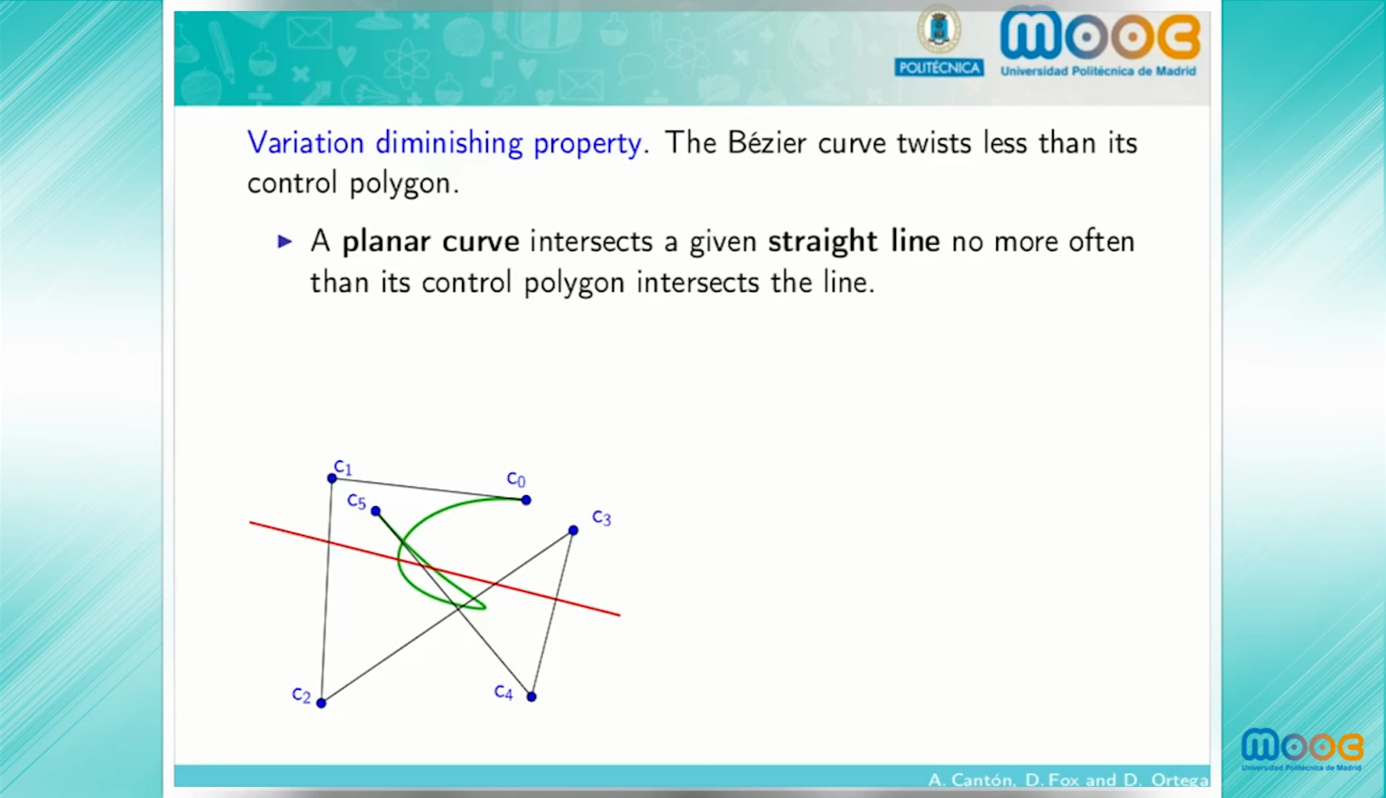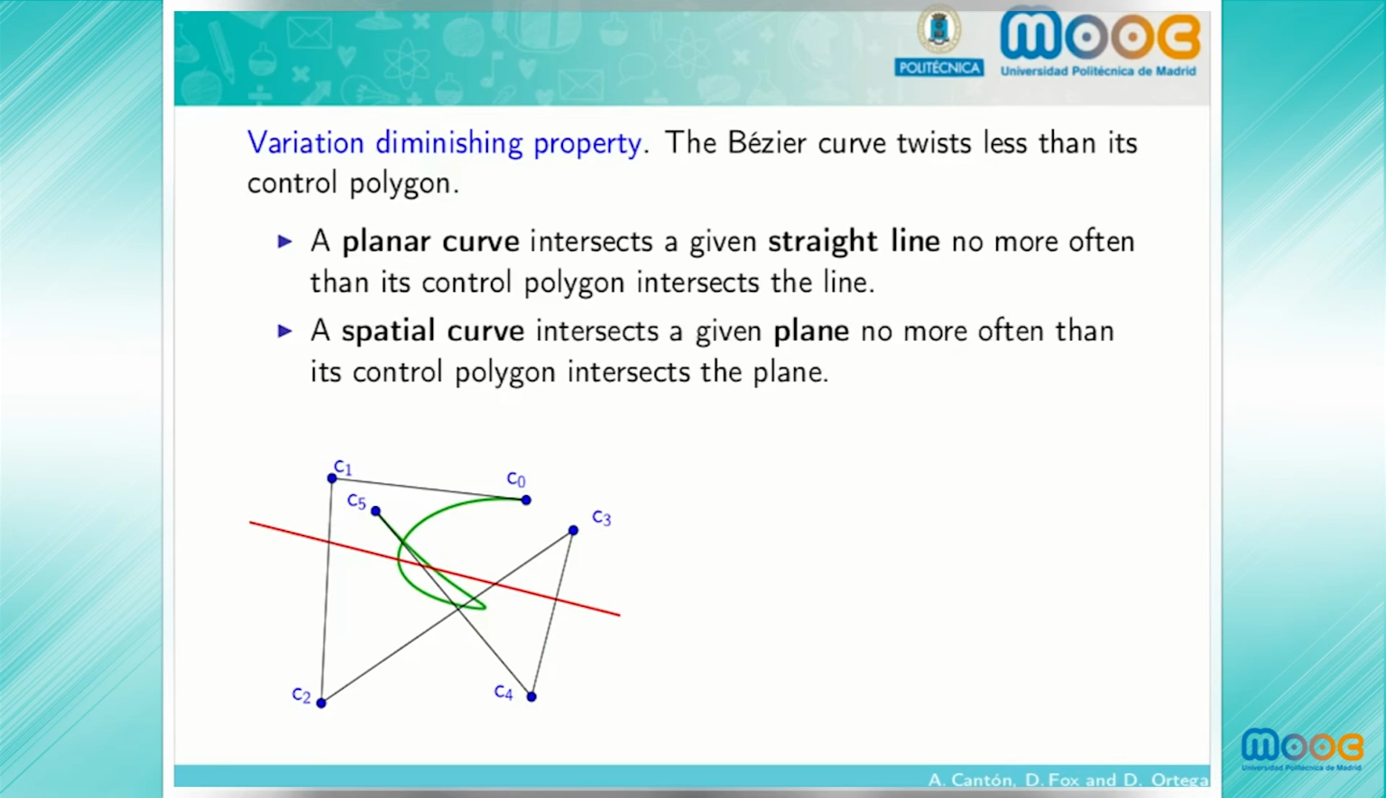Variation diminishing property. The Bezier curve twists less than its control polygon. A planar curve intersects a given straight line no more often than its control polygon intersects the line. A spatial curve intersects a given plane no more often than its control polygon intersects the plane. So here we see a Bezier curve of degree 5 with its control polygon. And this is the Bezier curve. Here we see a line.